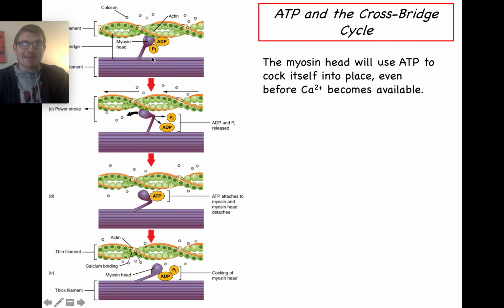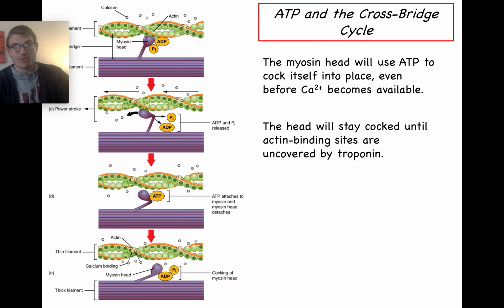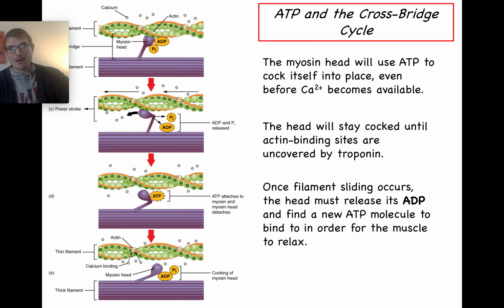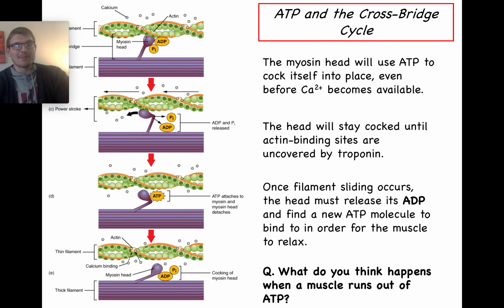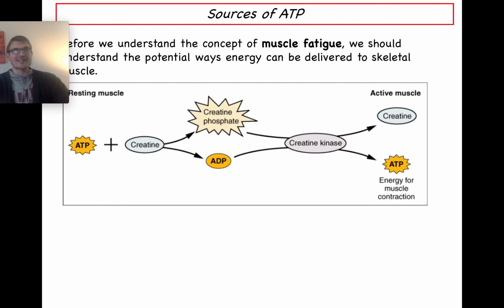What has to happen is that cocked and ready myosin head has to bind to actin, and we need calcium and troponin and tropomyosin in order to do that. So the head will stay cocked until those actin binding sites are uncovered by troponin and tropomyosin. And then once the filament sliding occurs, once we get our power stroke, the myosin head will have to release its ADP and find a new ATP molecule in order to get that relaxation to occur.